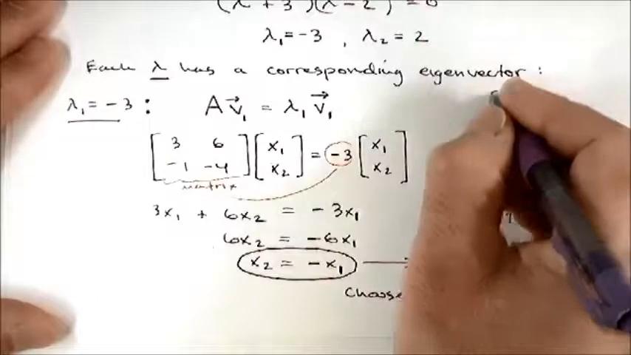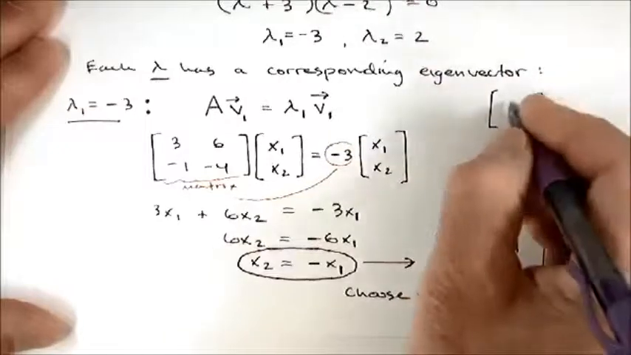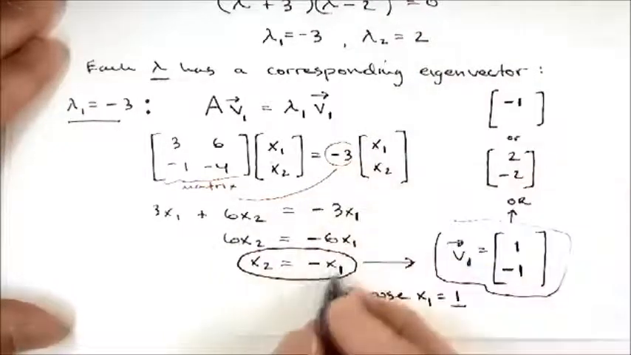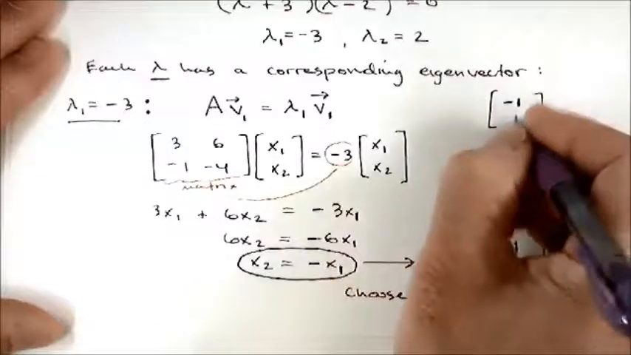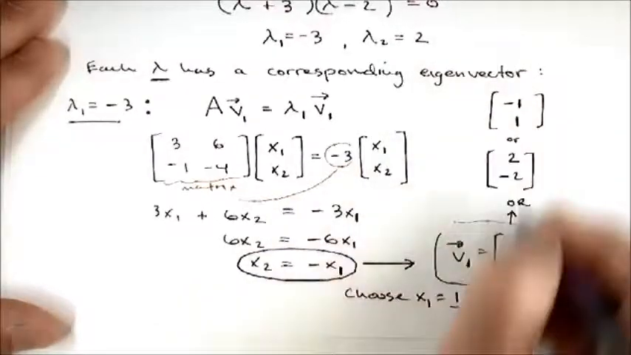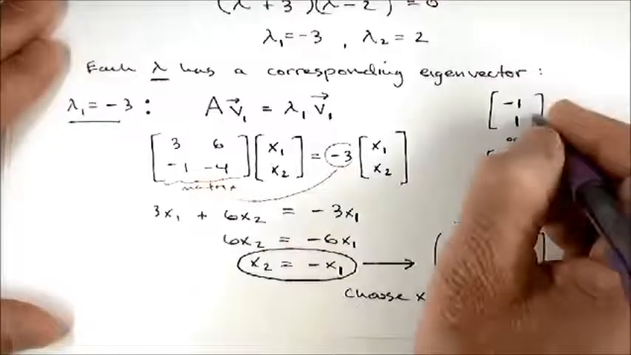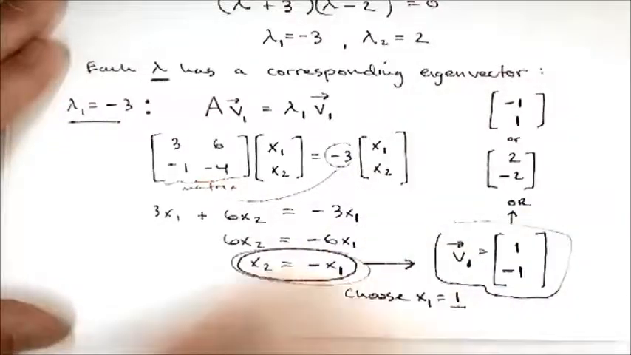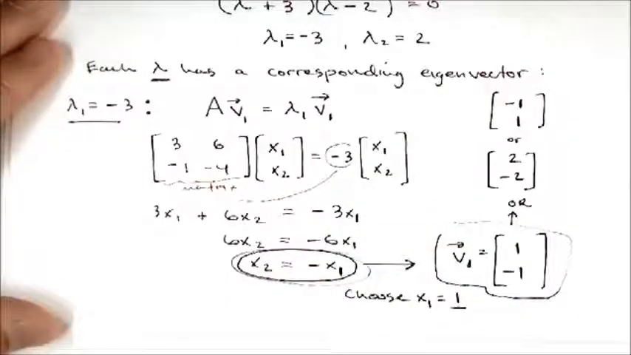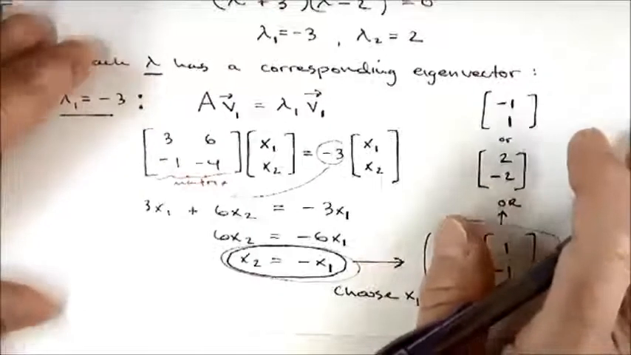Or what if someone had chosen -1 for x1? Well, then the negative of negative x1, x2 would have been 1. All of these are valid eigenvectors because they satisfy this equation. And I want everybody to know that because it's sometimes funny.